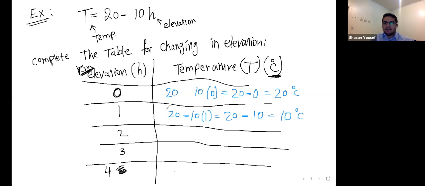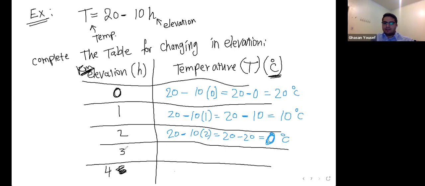Temperature is 20 at 0 kilometers. That means he has not raised up from the ground. He's still on the ground, so it's 20 Celsius. At elevation 1, that means the height is 1 kilometer in the mountain, and the temperature is 10 Celsius. See, the temperature goes down because when you go up, temperature goes down. So at 2 kilometers up, what is the temperature there? 20 minus 10 times 2, which is 20 minus 20, equal to 0 Celsius.